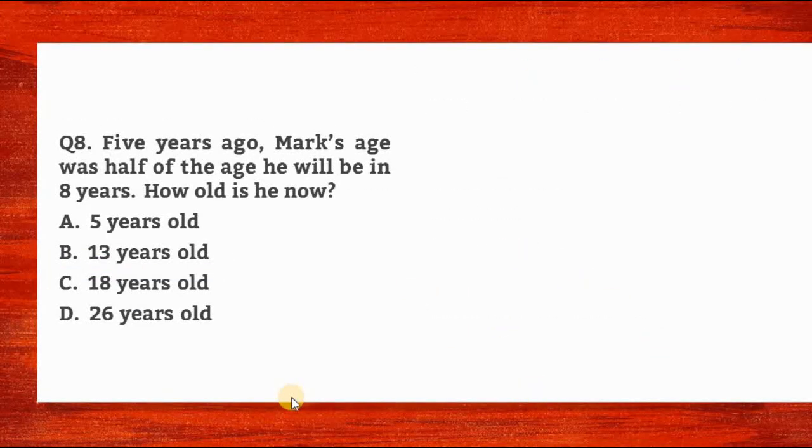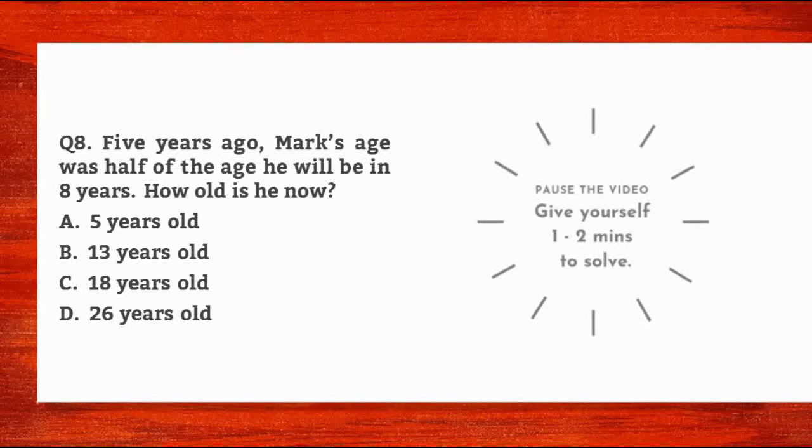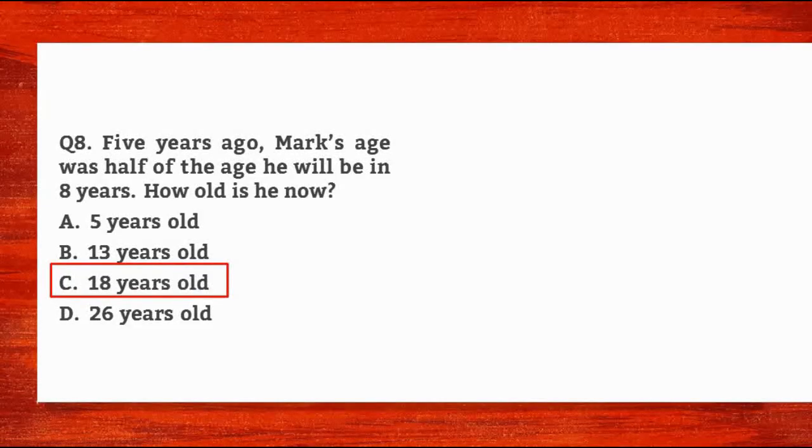For the next example, we have 5 years ago, Mark's age was half of the age he will be in 8 years. How old is he now? A. 5 years old, B. 13 years old, C. 18 years old, D. 26 years old. The correct answer is letter C, 18 years old.